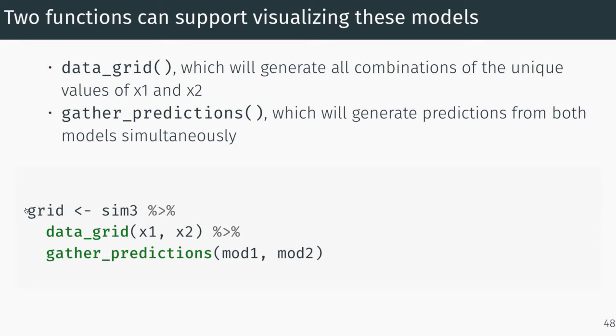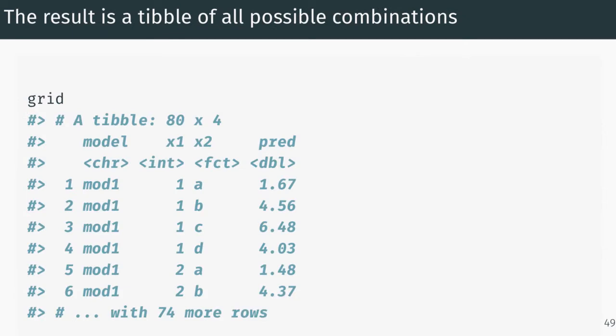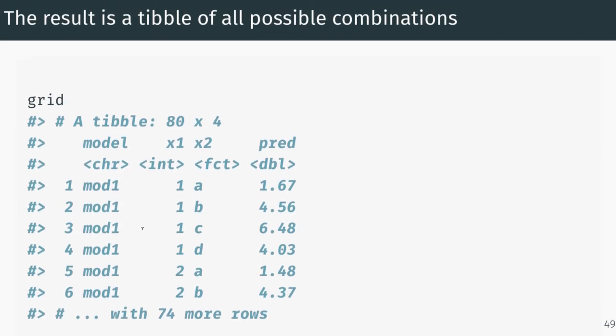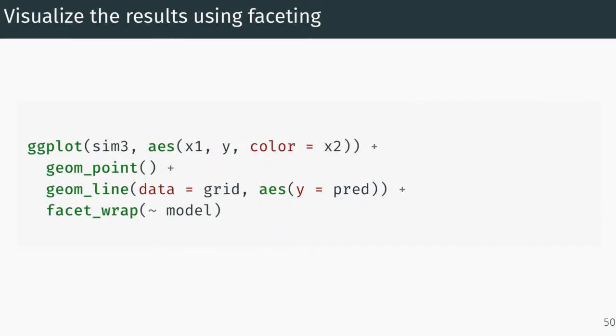So we can create this grid object using both of these, using x1 and x2 in model 1 and model 2. And we end up with 40 different combinations of the 2 variables. And we have 2 models, so we have a total of 80 rows in this table, and with a prediction for each one.